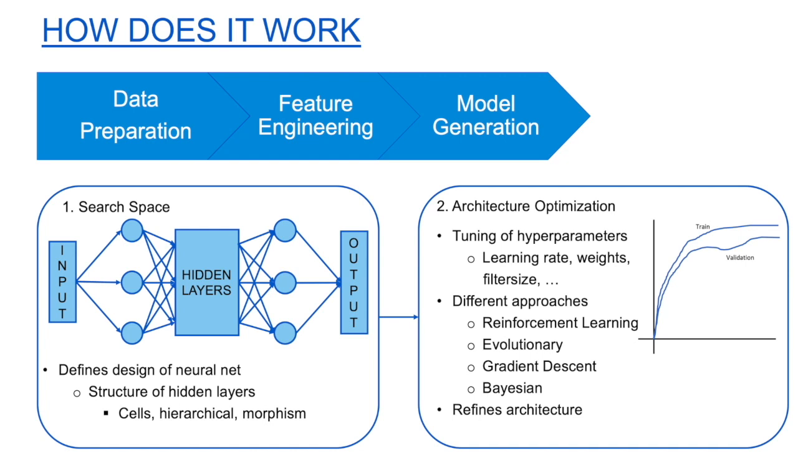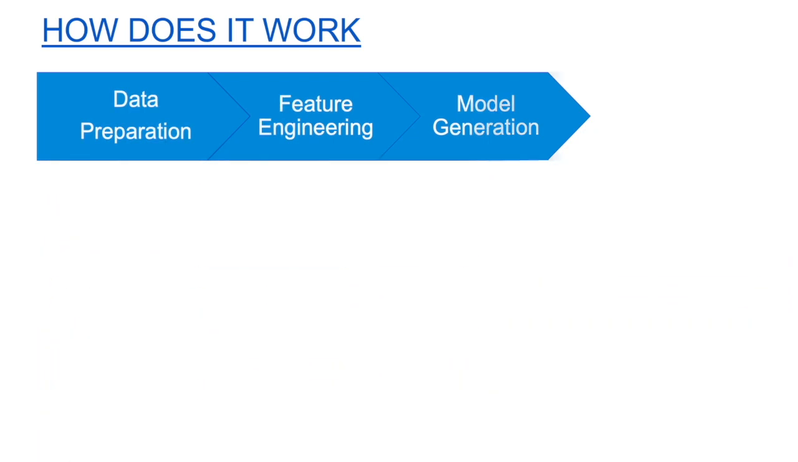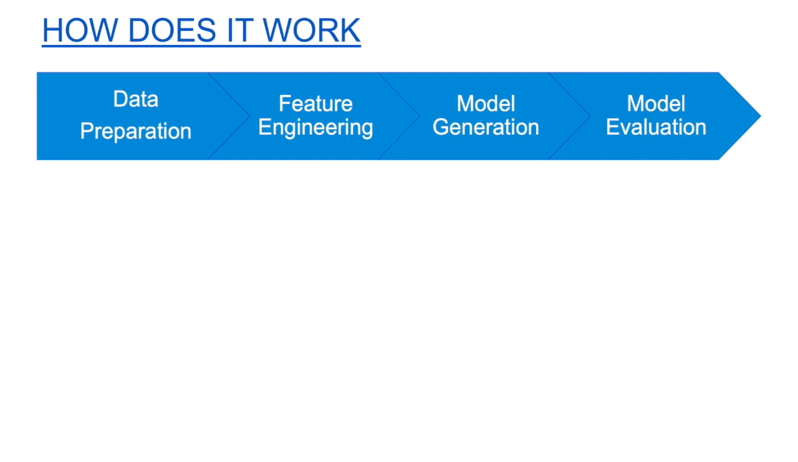Once the design is chosen, the hyperparameters are tuned to achieve maximum accuracy for the model. The tuning of the parameters can be achieved using multiple techniques. The most common are reinforcement learning, evolutionary-based algorithms, gradient descent, or Bayesian-based. These techniques adjust the parameters in a smart and recursive way. The final step is evaluation of the models.